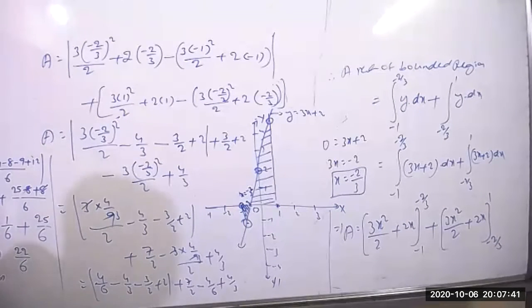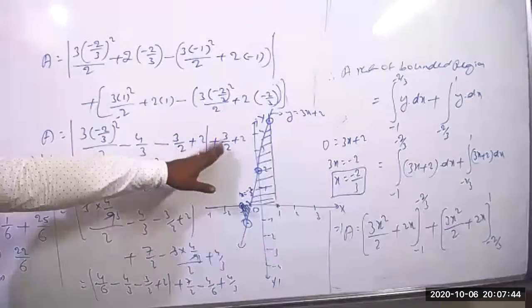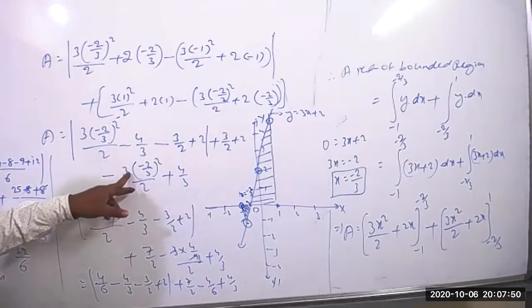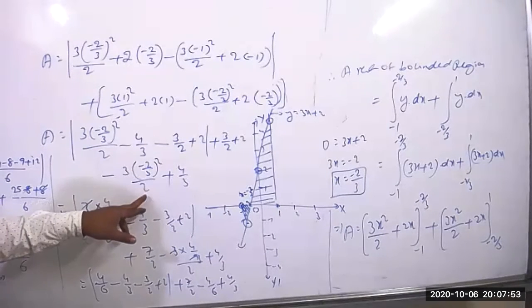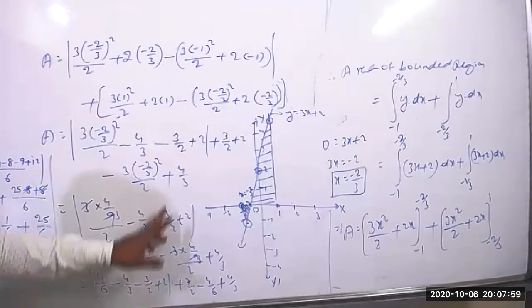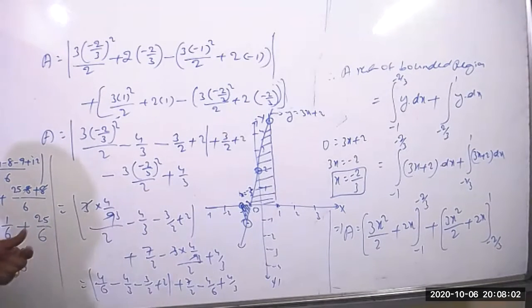Where is 25 here? If we take this one, 3 by 2 plus 2, clearly we got 7 by 2. Minus 3 into 4 by 9 by 2, 3 times, so 4 by 6. So 7 by 2 minus 4 by 6 plus 4 by 3. 6 is the LCM here. So 3 times 7 is 21, minus 4, this is the 21, this is plus 8. We will get 25. Correct. Sum of these two numbers is 26. So 13 by 3 square units.